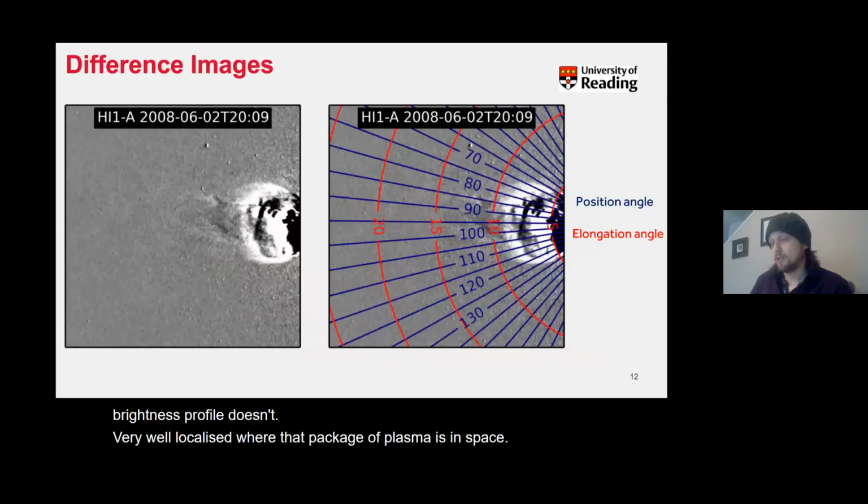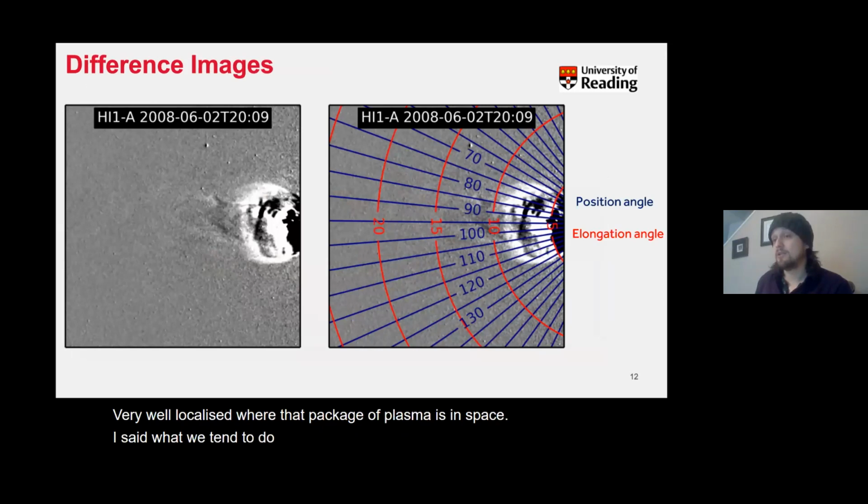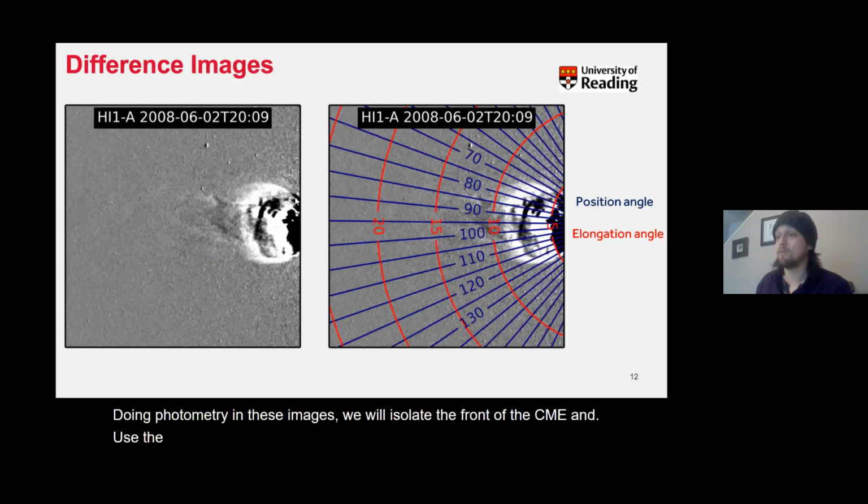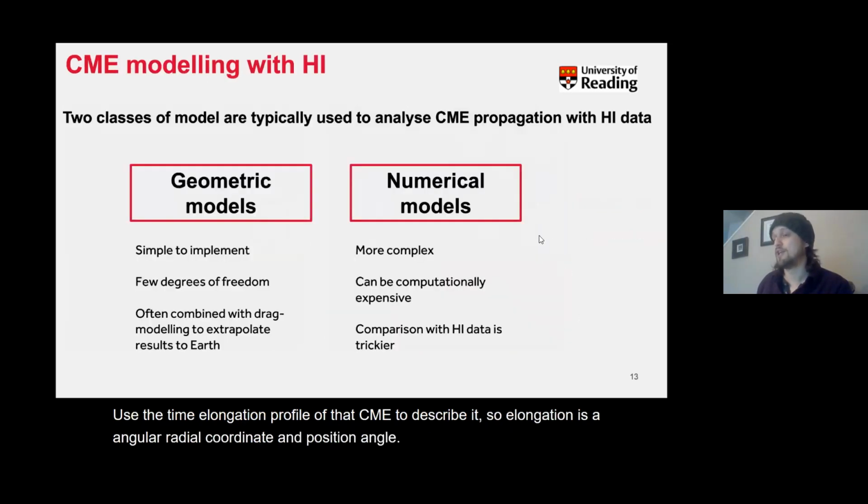And so what we tend to do is use difference images to look at the location of features in the HI field of view. Rather than doing photometry on these images, we will isolate the front of the CME and use the time elongation profile of that CME to describe it. Elongation is an angular radial coordinate, and position angle describes your rotation from solar north.